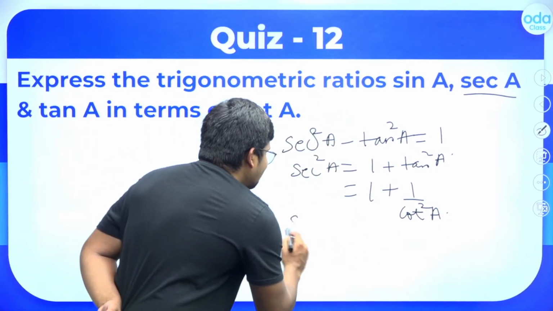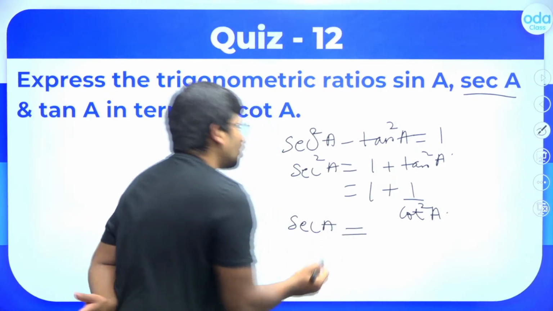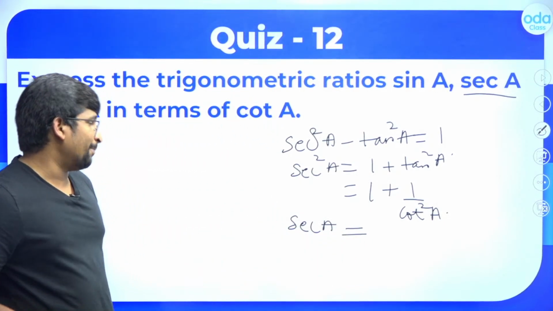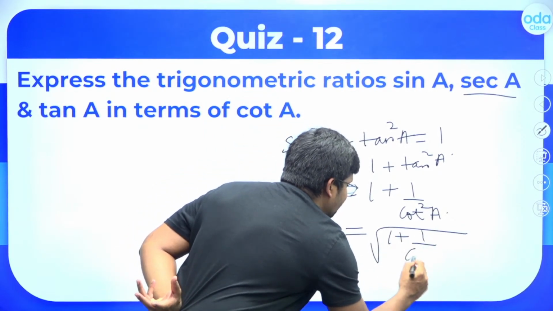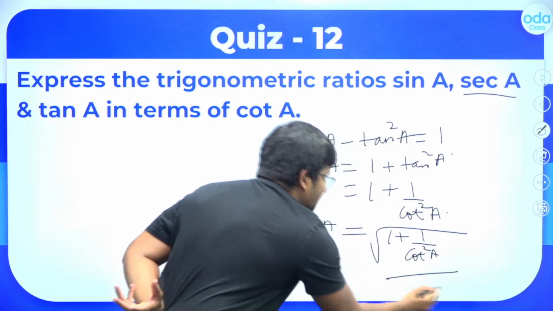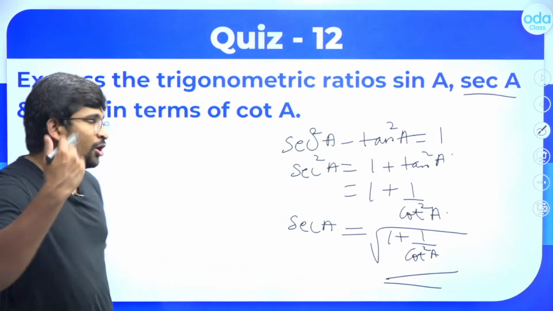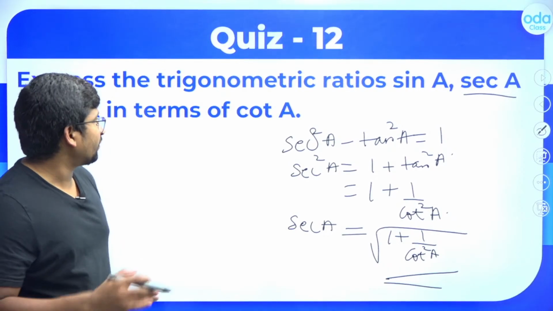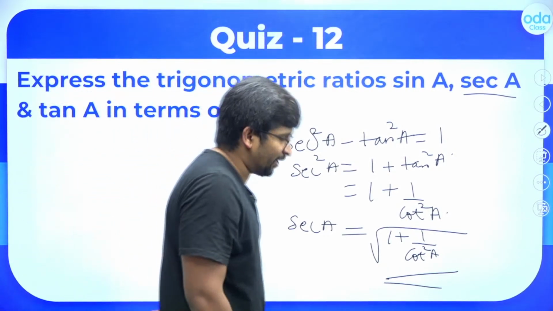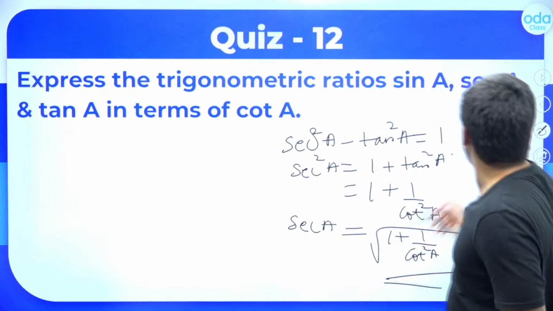So sec square A is 1 plus 1 by cot square A. So sec A is root of 1 plus 1 divided by cot square A. That should be the answer. If you want, you can take the LCM. It will become root of cot square A plus 1 divided by cot square A. That should be the answer. So sec is also written in terms of cot A. I hope it is clear to all of you. Very simple thing now.